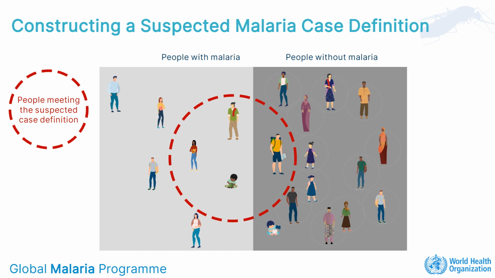Ultimately, the definition of suspected malaria must balance the requirement for sensitivity, that is, to detect all cases, with the need for specificity to avoid testing too many people who do not have malaria and depleting resources. The tricky part in elimination settings is finding the right balance in the definition of suspected malaria.